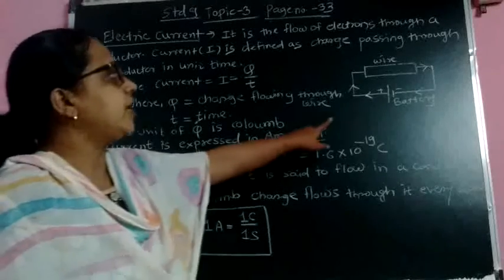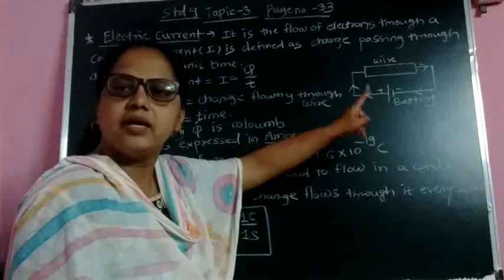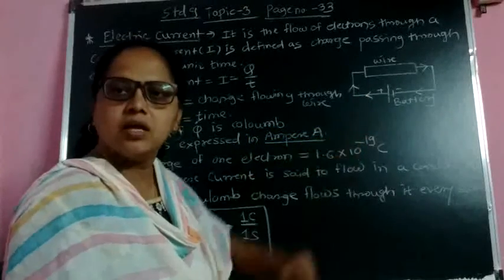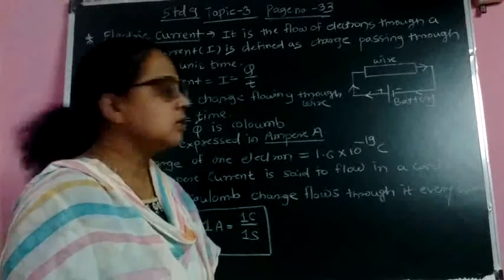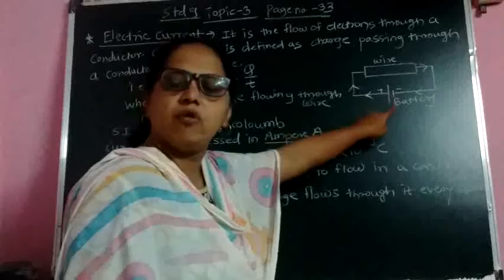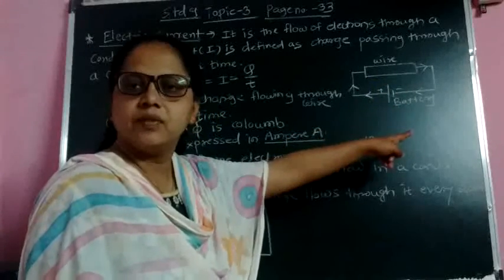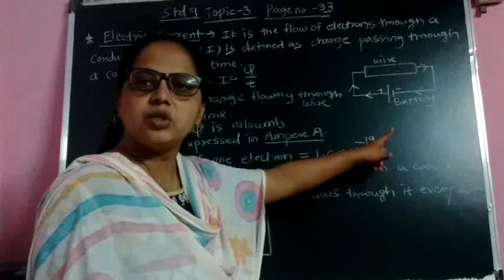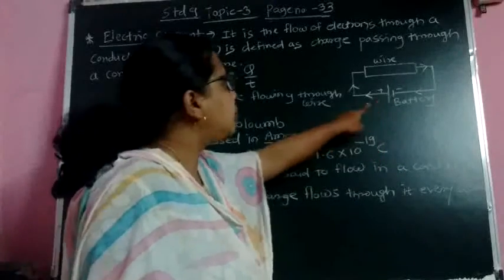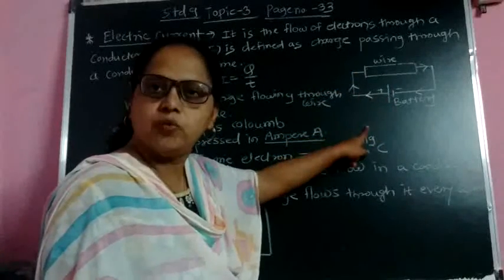In this diagram you can see the battery is connected to the wire and electric current flows. In this information box it is given that actually current flows from the negative terminal to the positive terminal of the battery. But according to sign convention in the circuit, current is shown from the positive terminal to the negative terminal of a battery with the help of an arrow.